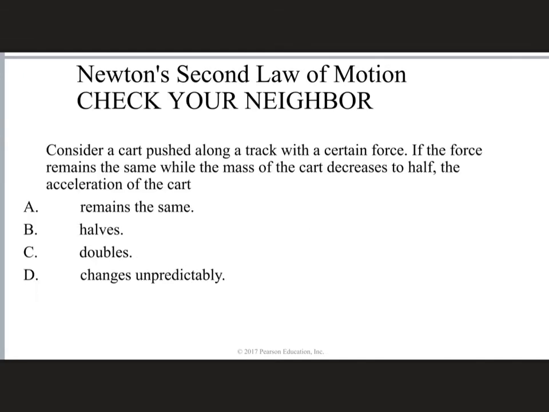So let's look at an example here. Consider a cart which is being pushed along a track with a certain amount of force. If the force remains the same while the mass of the cart decreases to half, then what's going to happen to the acceleration? So this is actually a little bit tricky. So the acceleration is equal to force divided by mass, and the mass transforms into half the mass. So you've got this going on, and just half the mass just falls off.